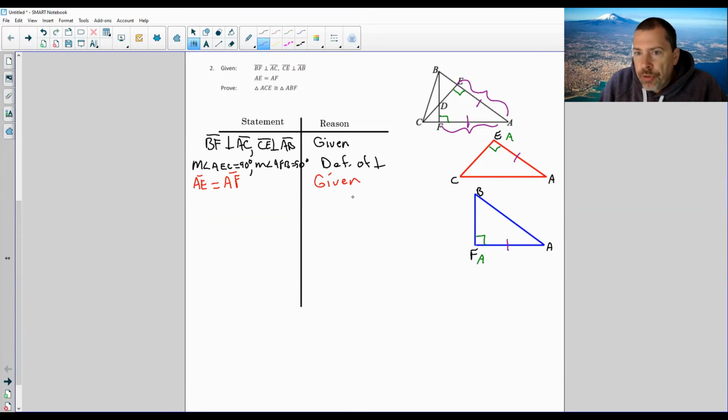All right, so next thing. They are right angles. And we have an angle A right here in both triangles. So angle A is congruent to itself. So the measure of angle A equals the measure of angle A. And the reason is reflexive property.